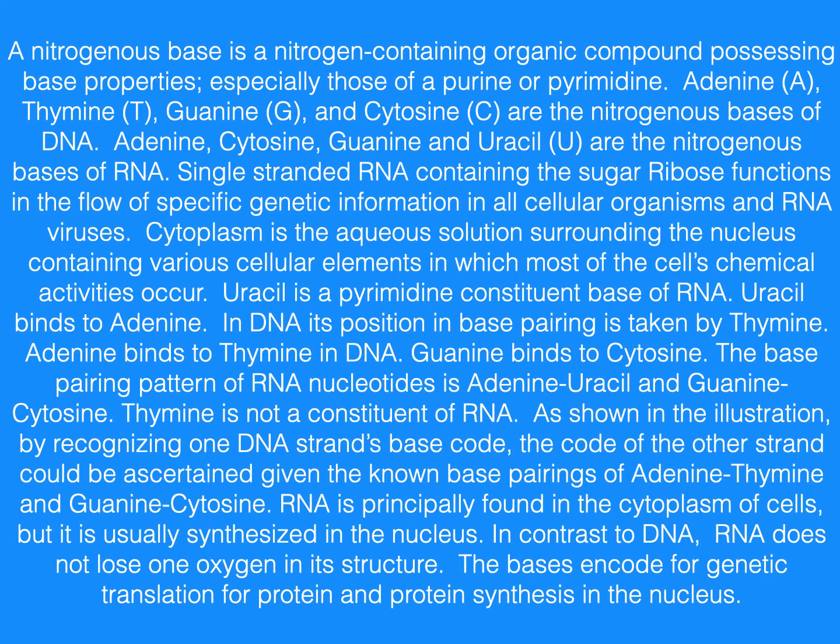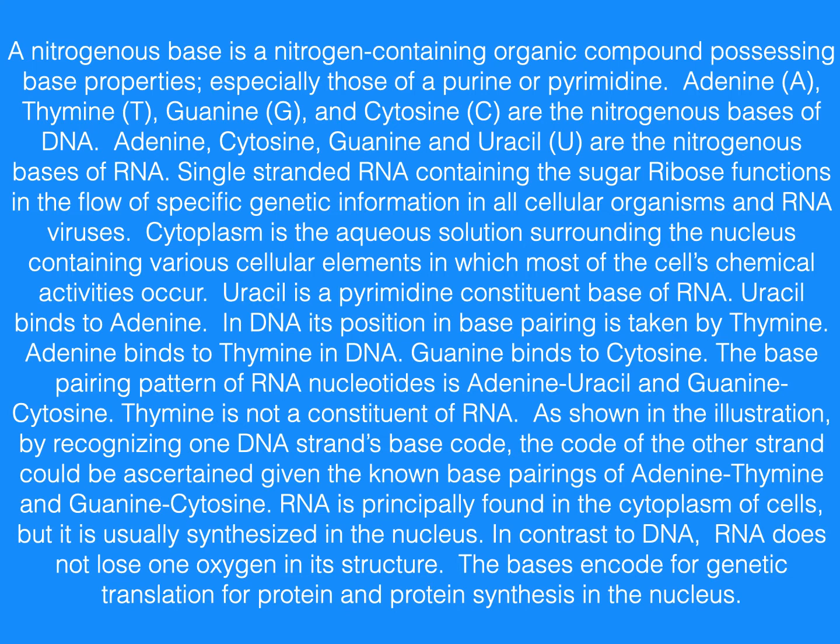Single-stranded RNA containing the sugar ribose functions in the flow of specific genetic information in all cellular organisms and RNA viruses. Cytoplasm is the aqueous solution surrounding the nucleus containing various cellular elements in which most of the cell's chemical activities occur. Uracil is a pyrimidine constituent base of RNA.